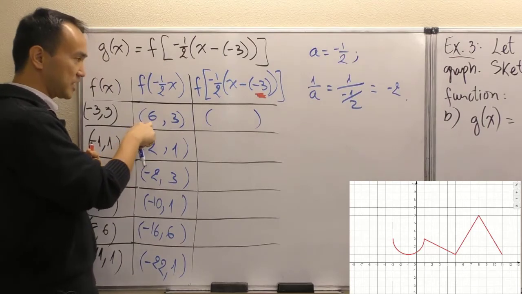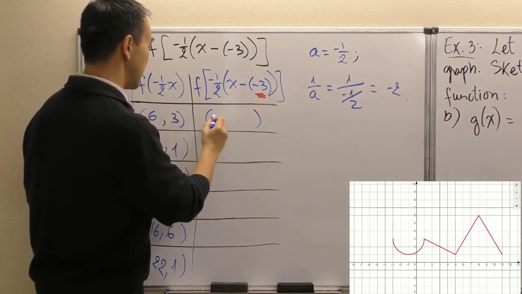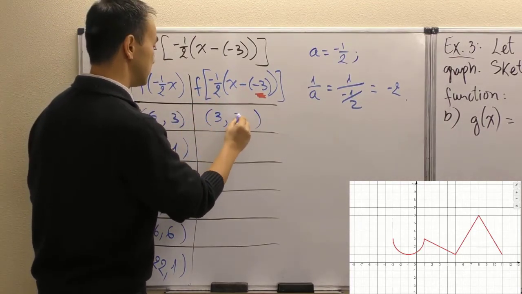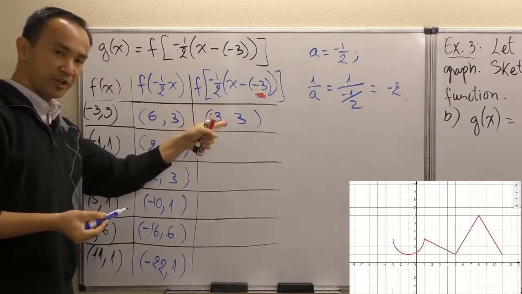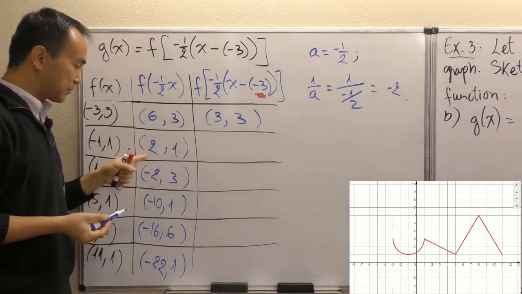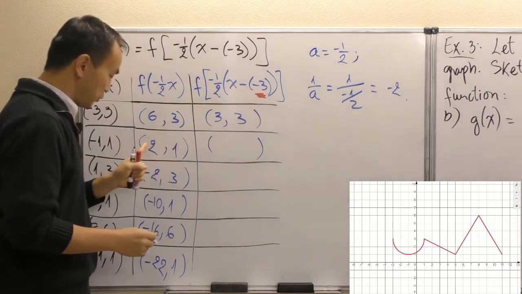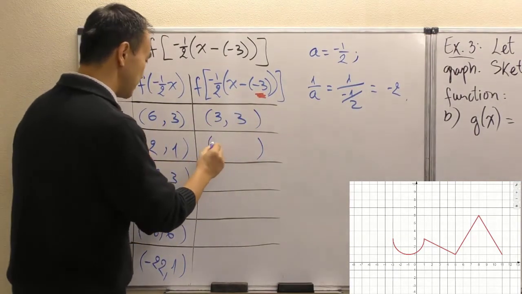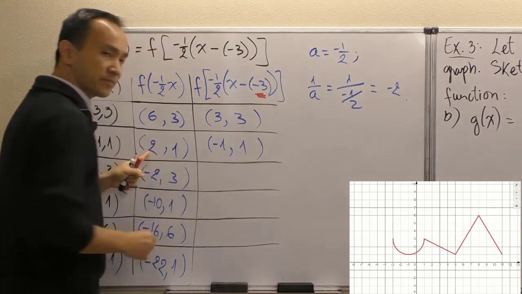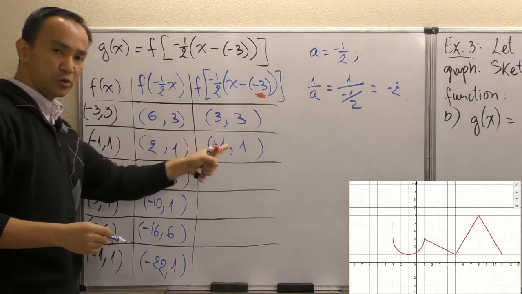So now 6 add -3, I'm looking at 3, 3. So the first point is transformed into 3, 3. The next point at 2, 1, I am going to add -3 to this x value, so that gives me now -1, 1. That's what this point 2, 1 is transforming to.